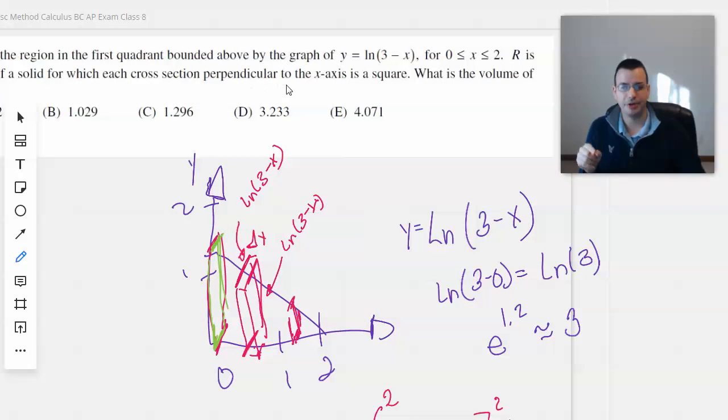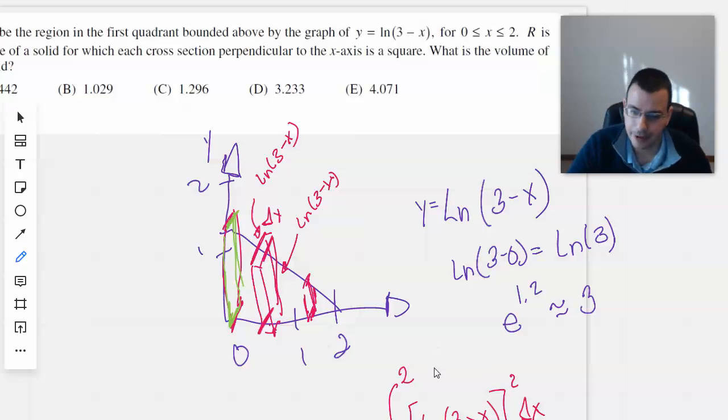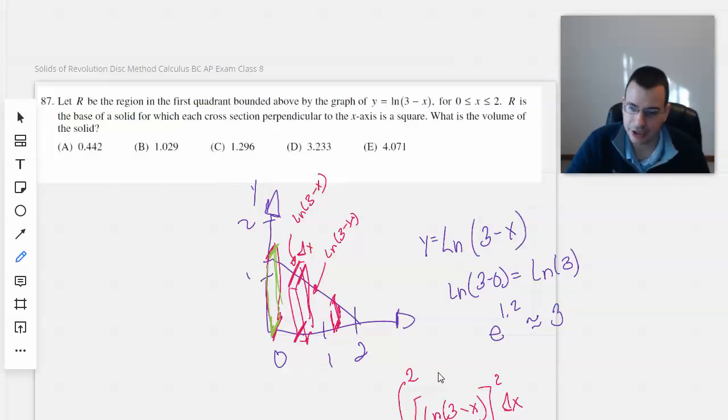Because the cross sections are perpendicular to the x-axis, it's much easier for us to go in the x direction than trying to go in the y direction. And your first thought might be, well, this isn't a solid of revolution at all. That's true, it's not. And I think this is a good example of why I don't memorize the formulas for the disk method or the shell method or the washer method. It's easier just to visualize the shapes: I have this 2D shape, and then you add some depth to it by throwing in a delta x or delta y, whichever direction you'd like.